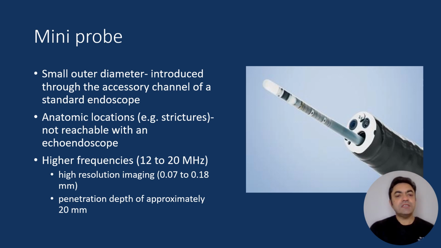The advantage of this is that it can reach various anatomical locations where the EUS radial scope, for example, cannot reach. But more importantly, it has a higher frequency, up to 20 megahertz, and this gives a high resolution image with relatively low penetration depth.